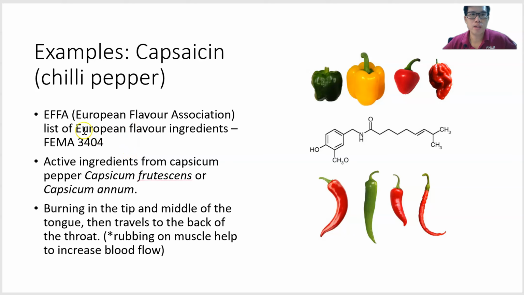This warming is, for example, from chili peppers, which contain capsaicin, the molecule you can see over here. The FEMA number is 3404. The active ingredient from capsicum pepper is capsaicin or capsaicinoids. It will give you a burning sensation in the tip and the middle of the tongue, and then travels back into the throat. Usually a lot of people actually enjoy this kind of capsaicin. They enjoy eating it as part of the community of their foods.